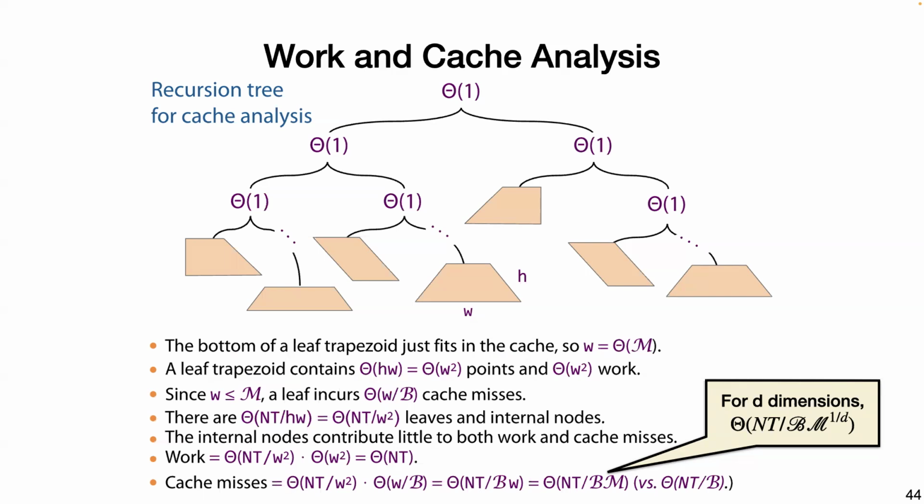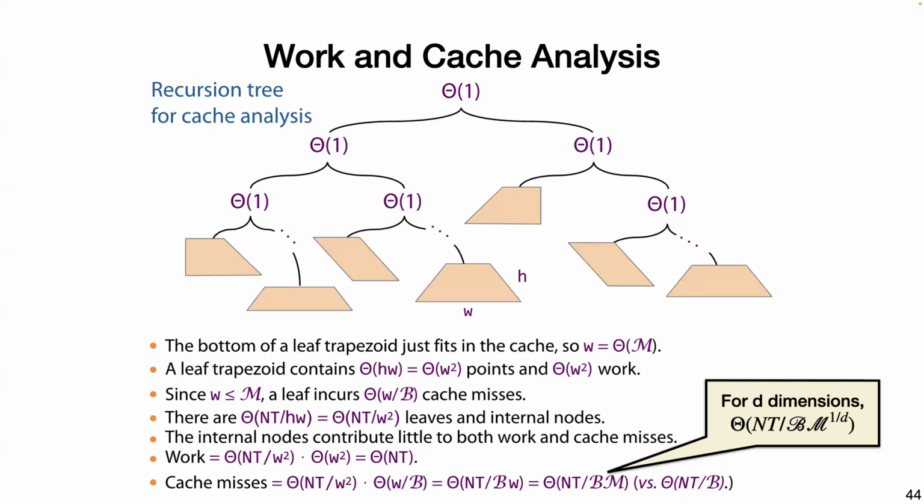or the width is theta m, sorry, because remember, we're doing this even odd thing. So once this base of the trapezoid fits in the cache, you're just using the same memory to compute the entire trapezoid. So now the entire thing will fit in the cache. And the leaf trapezoid has theta hw, and because of the way that we did the splitting, h is theta w. So now this is theta w squared points that we're computing, and theta w squared work, because the work is equal to the points. And since w is bounded above by m, each leaf incurs w over b cache misses, because you just have to incur the misses to bring this entire bottom part into the cache.